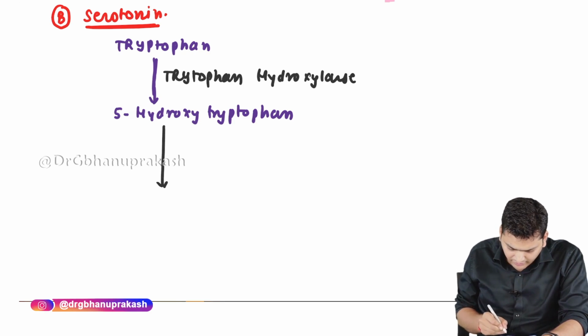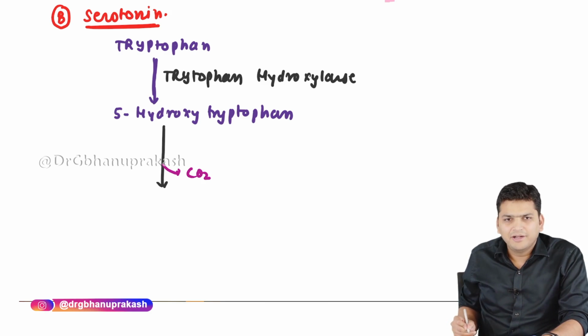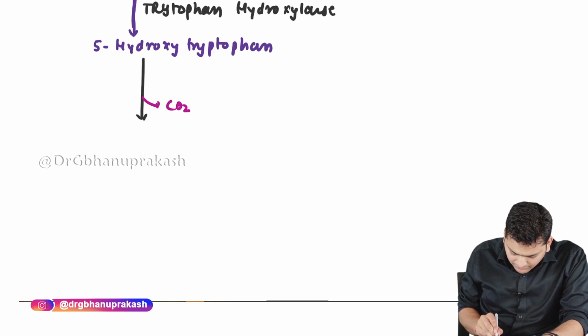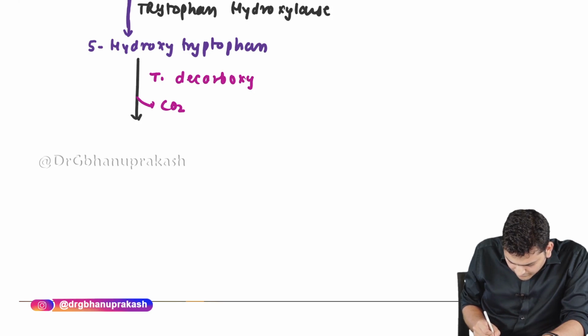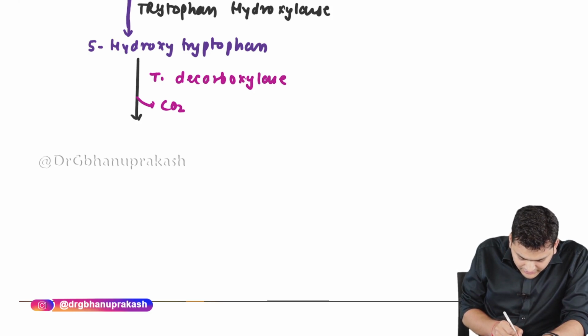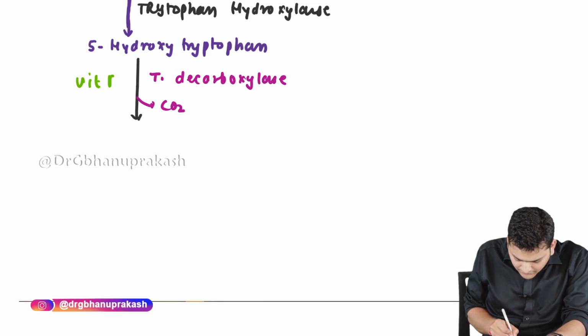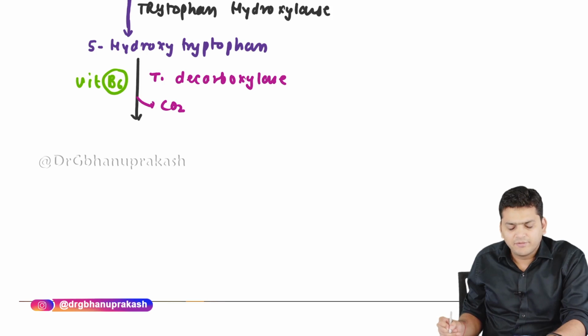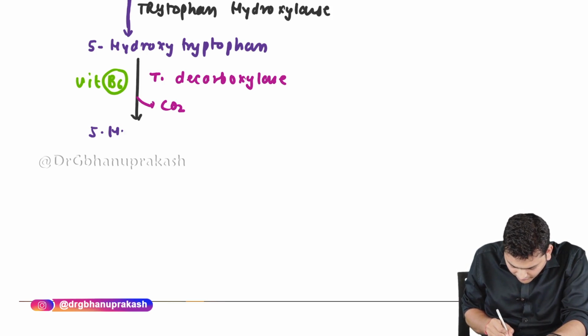Then this 5-hydroxy-tryptophan, what we do is we remove the carbon dioxide. And whenever we remove the carbon dioxide, that is the decarboxylation reaction. So the name of the enzyme is tryptophan decarboxylase. And we have discussed in the earlier session that whenever we do decarboxylation, we require vitamin B6. So B6 is required. The 5-hydroxy-tryptophan now will convert into a molecule that is referred to as 5-hydroxy-tryptamine.